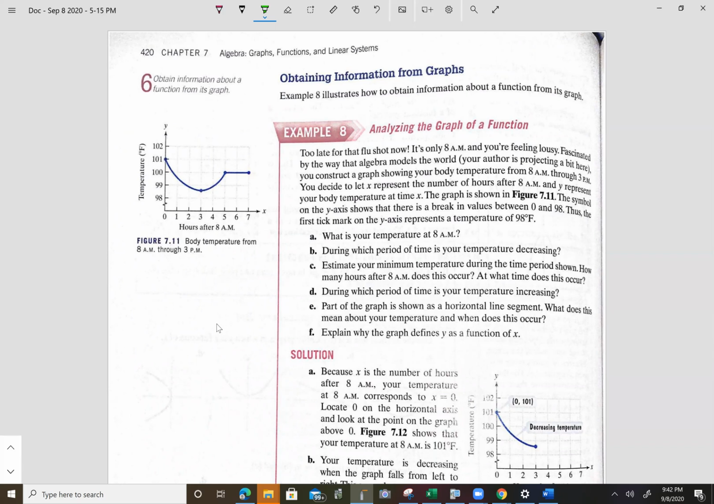Analyzing a graph. I think this is the last piece of information that we're going to learn for 7.1. So we are almost done.